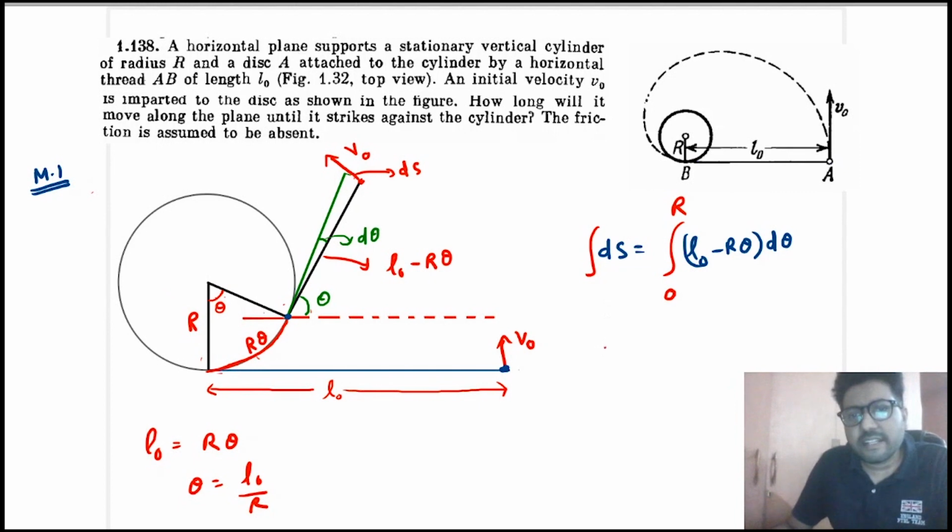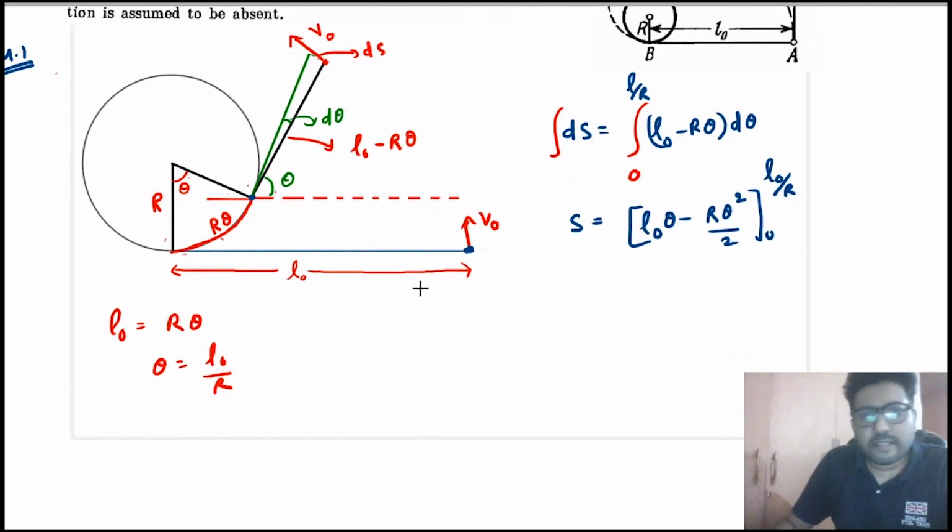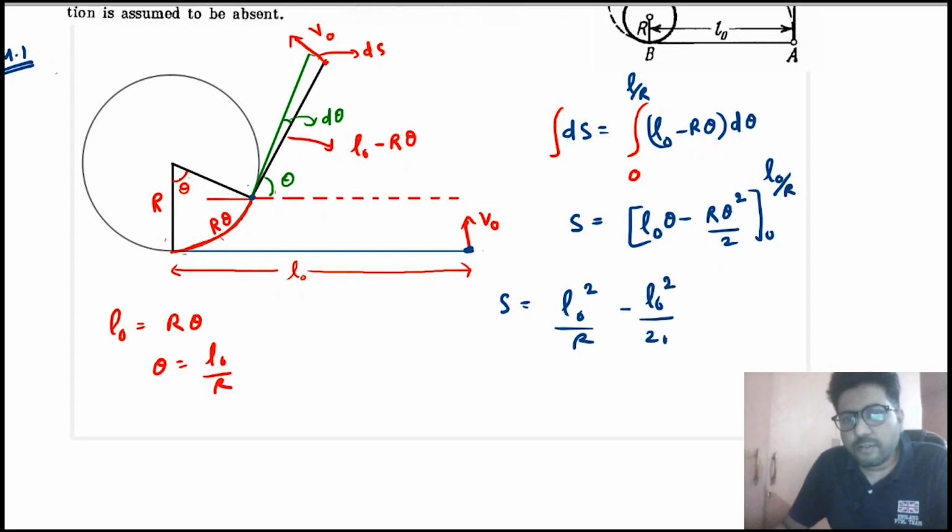So you will say integration of ds is the total distance that is traveled by the disk by the time it has completely wrapped on this cylinder. So you will get s is equal to L0 theta minus r theta square by 2, integrated from 0 to L0 by r. From this, if you put theta equal to L0 by r, you will get s is equal to L0 square by r minus L0 square by 2r, so s is L0 square by 2r.